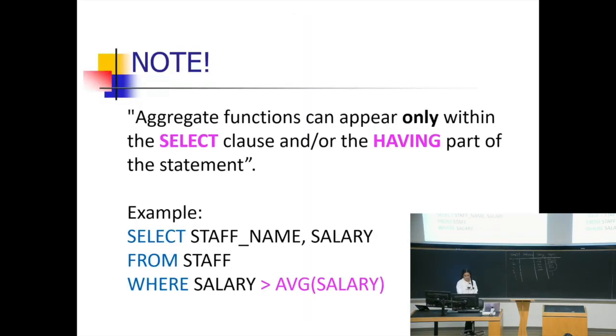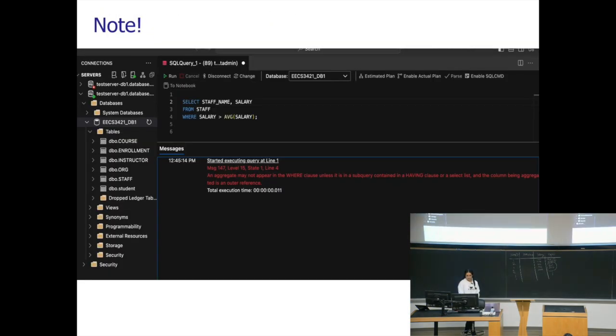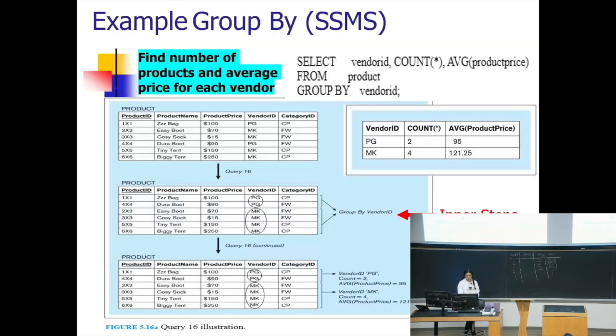So this is not correct, right? Instead of this, we can write a nested query. Instead of average salary, we write select average salary from staff. And this is the error you will get if you write that.